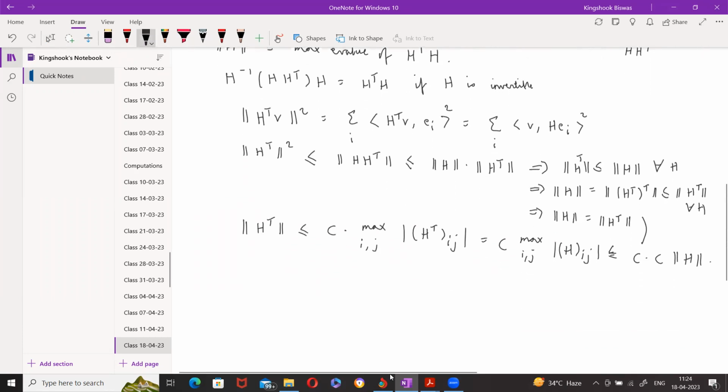So what you need is basically here the operator norm is less than C times the L infinity norm, this is the L infinity norm on R power n squared, and bigger than 1 over C times the L infinity norm.